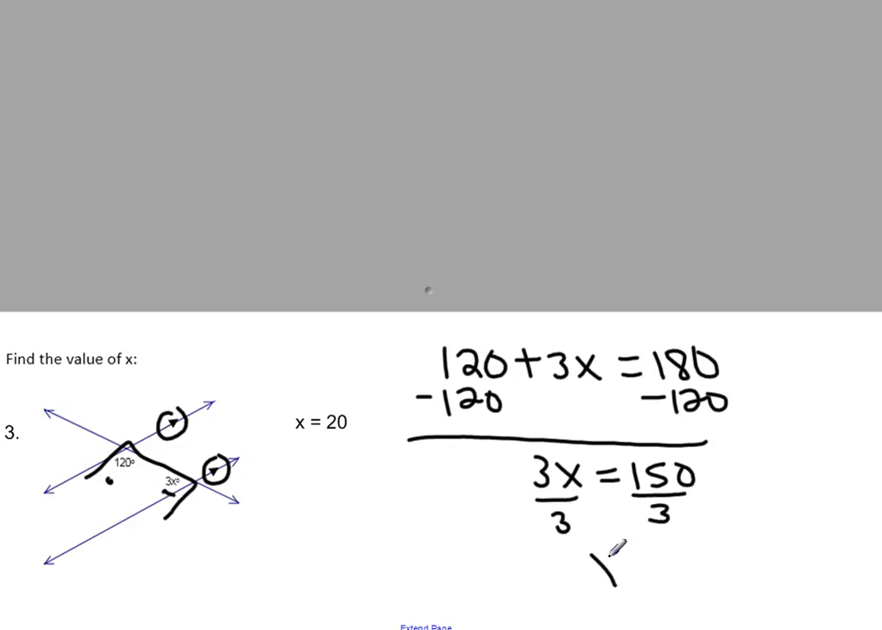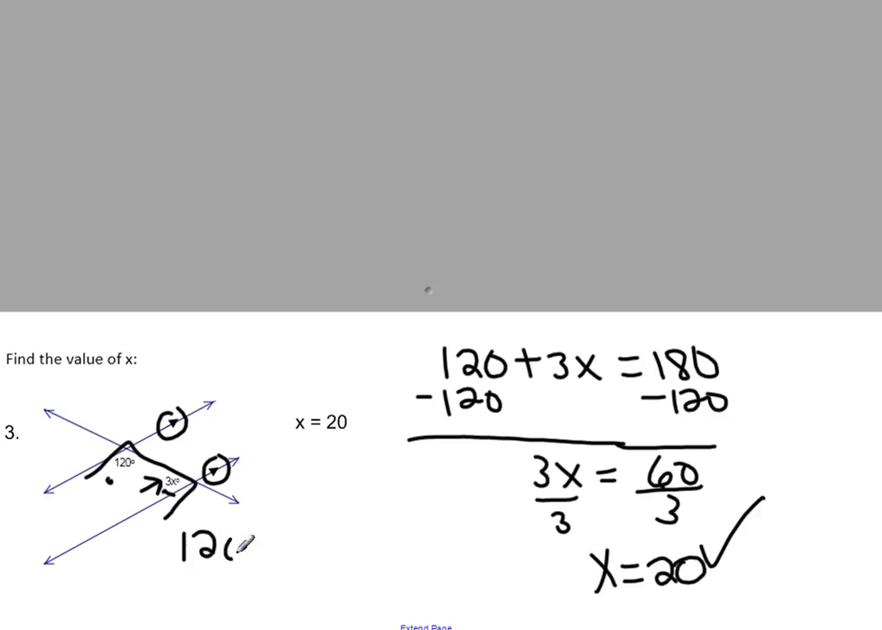Sorry, I should say 180 minus 120 is 60, so we have 3x equals 60, and we divide by 3, so x is 20. Plug that back in for x here and make sure they do in fact equal 180 degrees. 120 plus 3 times 20 is 120 plus 60, which is 180 degrees. So we're good to go.